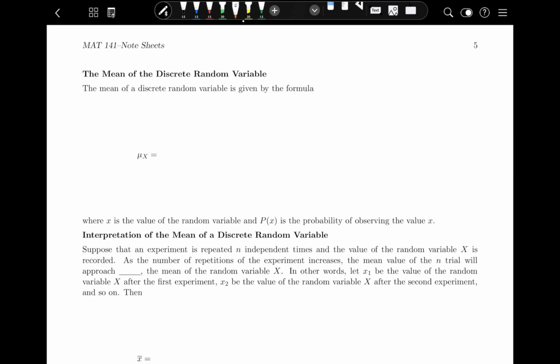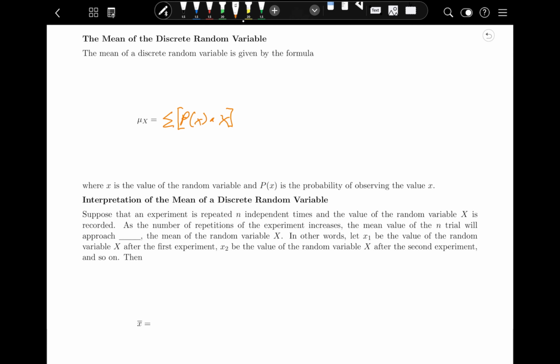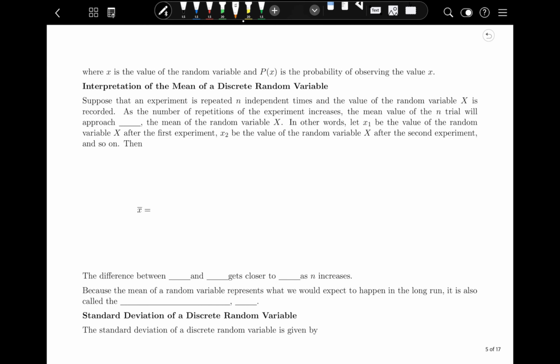The mean of a discrete random variable is given by the formula: the sum of all the p of x's times x, where x is the value of the random variable and p of x is the probability of observing that random variable. Suppose that an experiment is repeated n independent times and the value of the random variable x is recorded. As the number of repetitions increases, the mean value of the n trials will approach mu sub x, the mean of the random variable x.